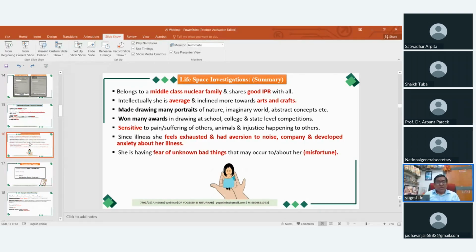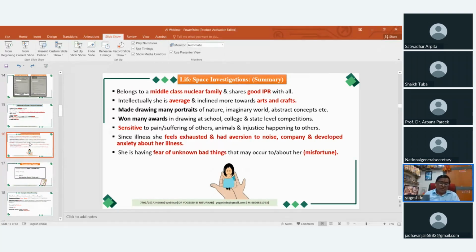The other thing is about the sensitivity part. She is sensitive to pain or suffering of others, animals, and injustice happening to others. This was the thing that she had mentioned. This is the summary part of the whole life space investigation. And since illness, she feels exhausted. She is having aversion to noise, company, and she had developed anxiety about her illness.